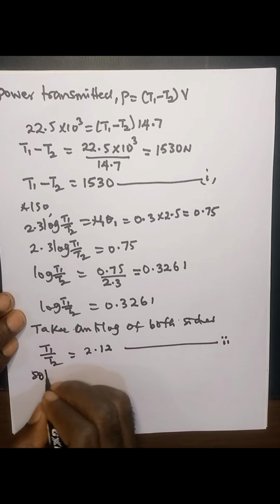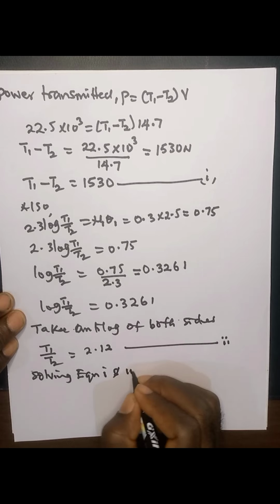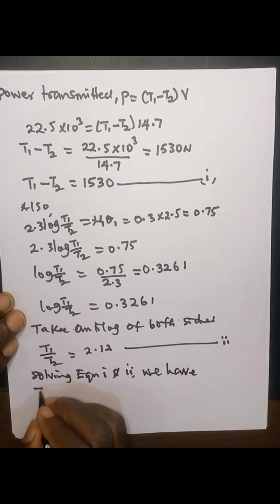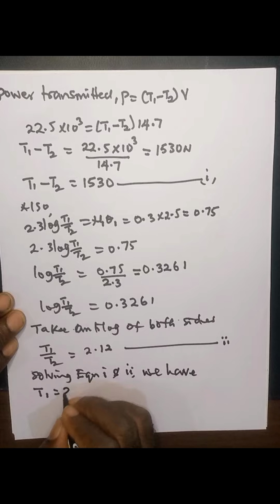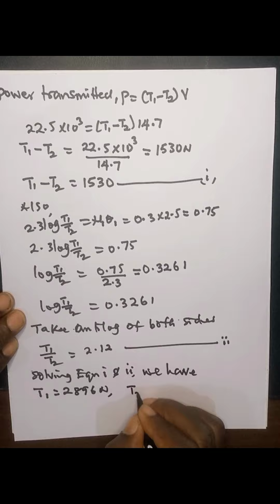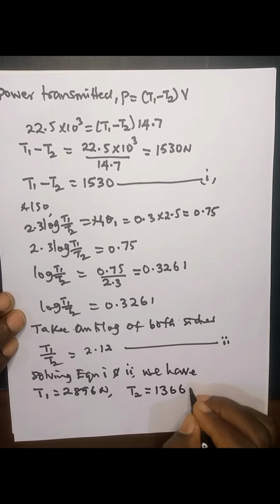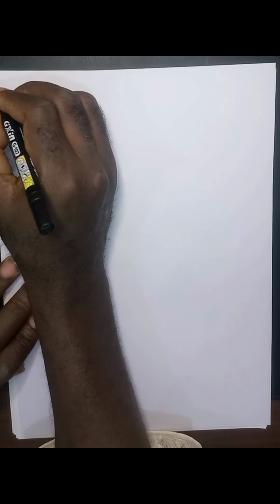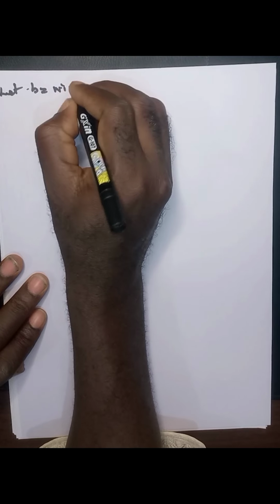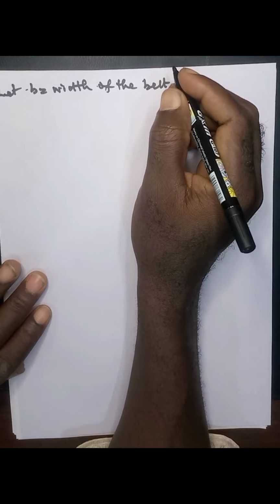Now when we solve equations 1 and 2, we have our T1 to be equal to 2896 Newton, and our T2 is equal to 1366 Newton. Now let B be the width of the belt.